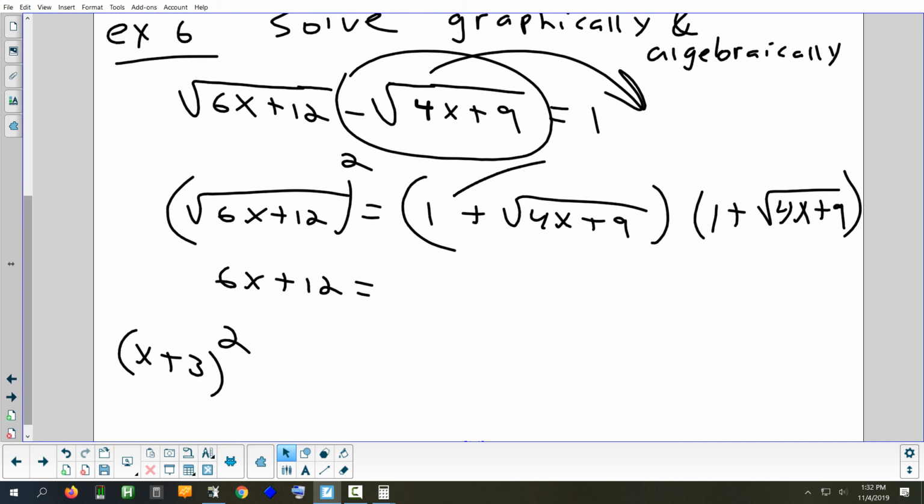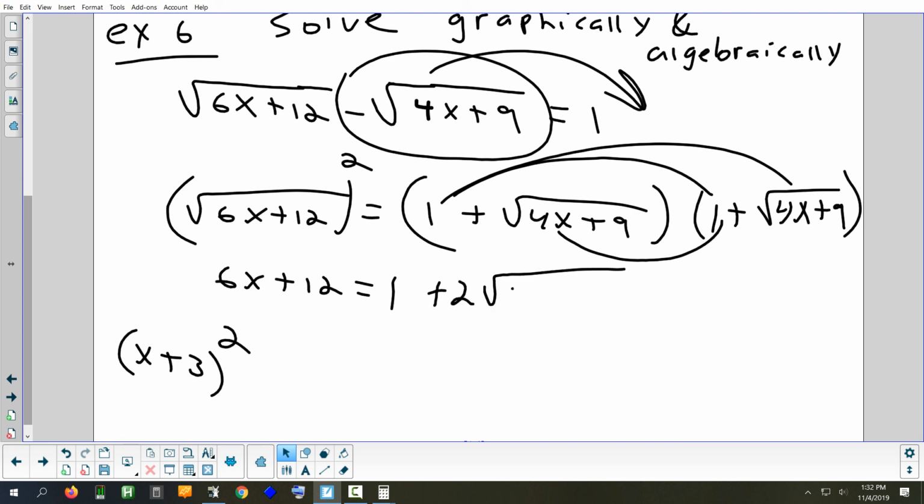Right. Let's do the first one. 1 times 1? 1. 1 times the square root of 4x plus 9. Another 1 times the square root of 4x plus 9. 2 square roots of 4x plus 9. And the last part, square root of 4x plus 9 times another square root of 4x plus 9. Just 4x plus 9 because it's like square root of 4x plus 9 times itself. So it's like squared.